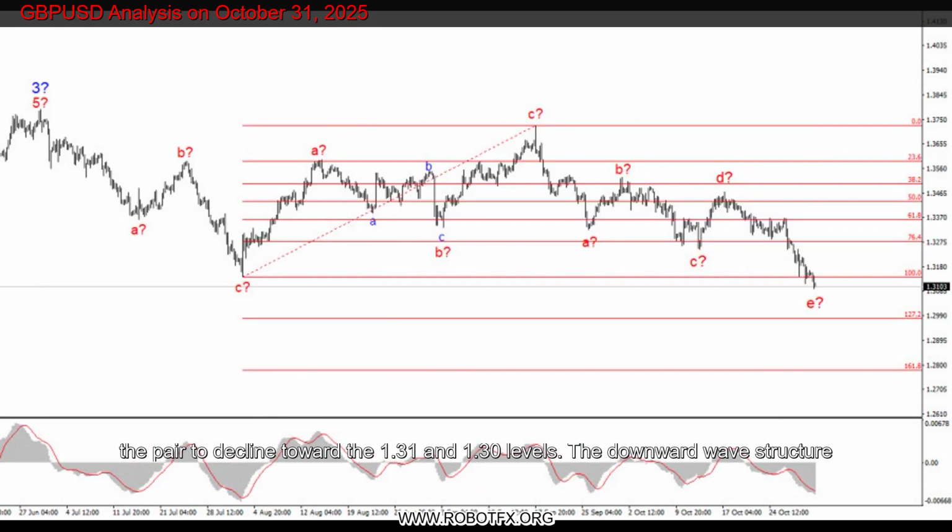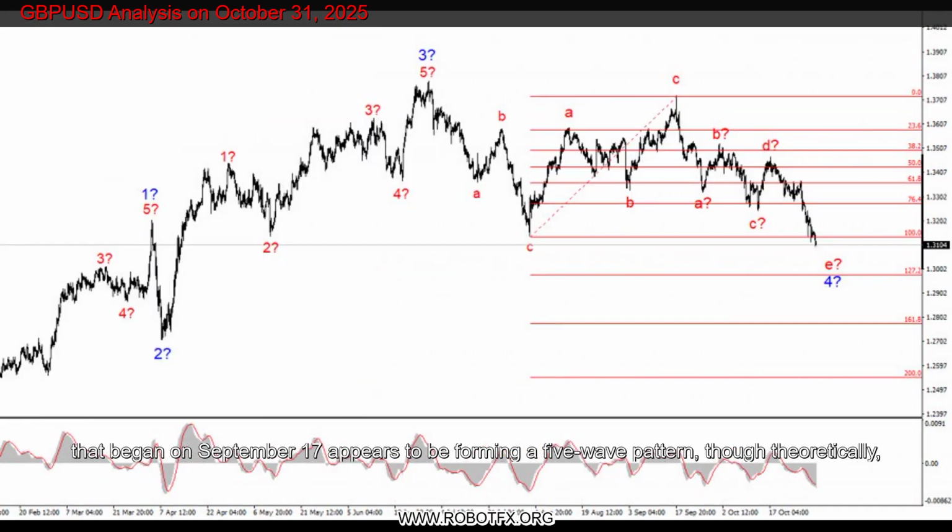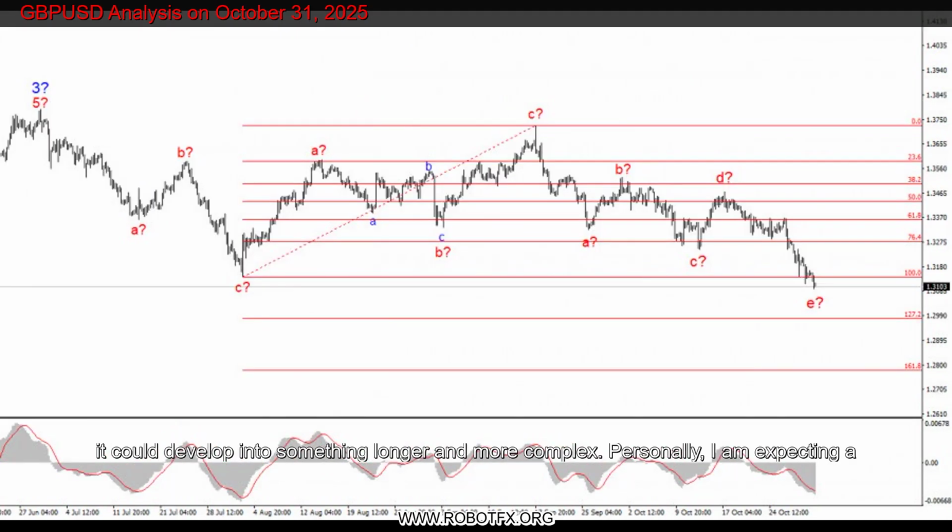In my view, the news background still favors growth in the pair. However, in recent weeks, buyers have shown no initiative, even though they have received regular fundamental support. At this point, much in the currency market depends on the policies of Donald Trump.